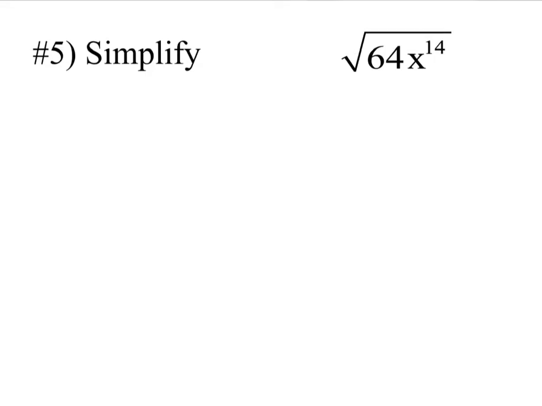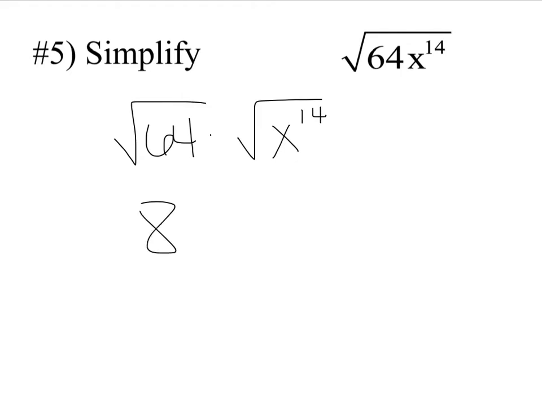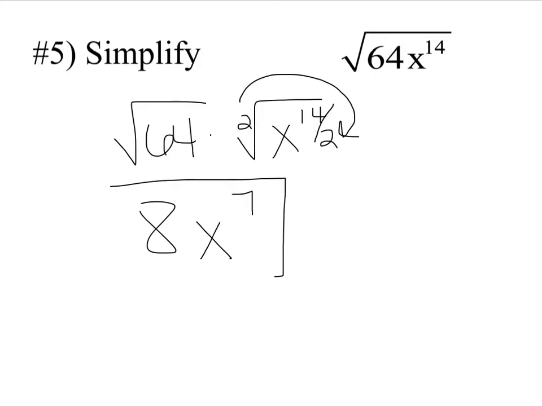Square root of 64, x to the 14th. I'm going to take the square root of 64 times the square root of x to the 14th. Okay? Square root of 64 we know is 8. We also know that there's an index here of 2. If we take our index back and make it our denominator, 14 divided by 2 is 7, so it's just 8x to the 7th.